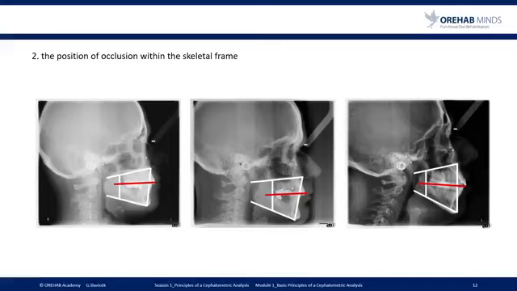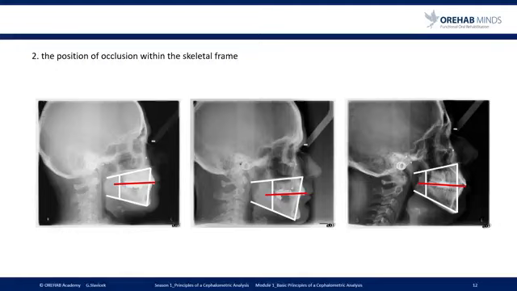Second, we want to understand the position of the occlusion within the skeletal frame. Here we can see the skeletal frame consists of different planes representing the upper and the lower jaw. Then we have an anterior and a posterior part of the frame, and we have the occlusal plane, here in red. The occlusal plane represents very well the quite complex three-dimensional occlusion.